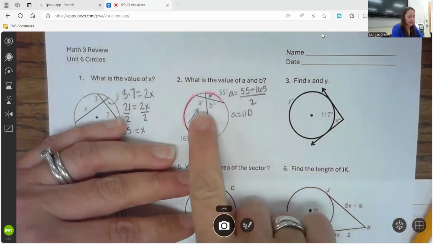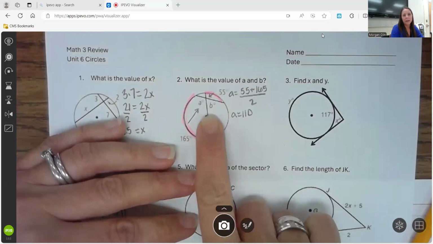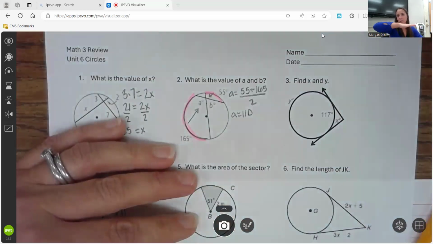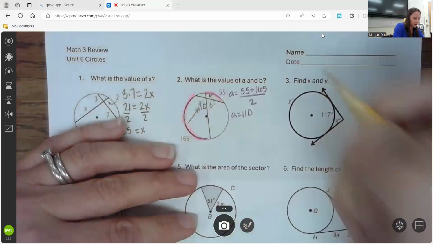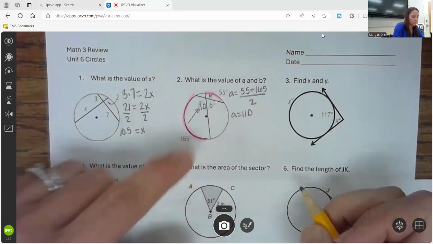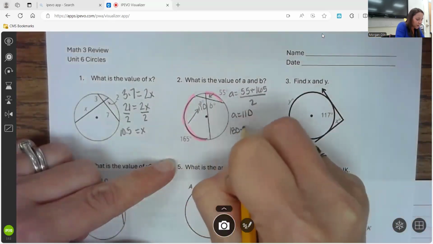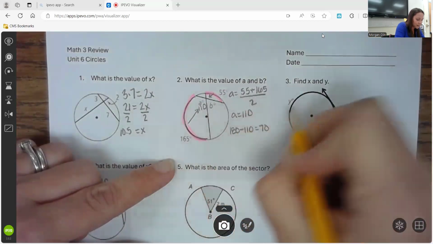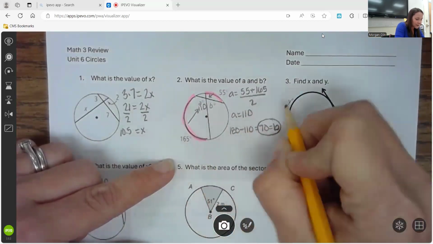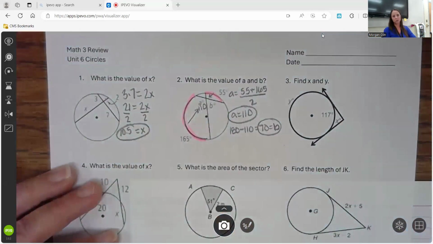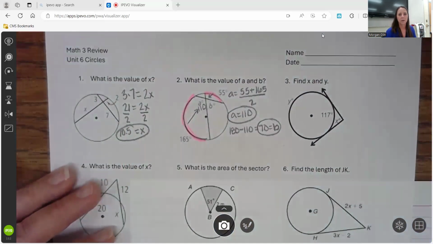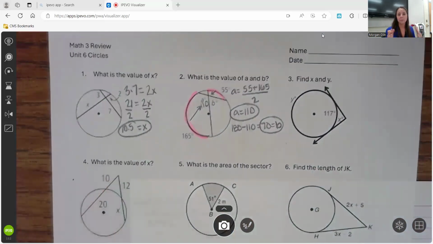But how are A and B related right here? If you look, they lay on a line together. And what do lines equal? Lines equal 180. So when this is 110, how do we figure out B? Well, you can take 180 minus 110 and you end up with 70. So B equals 70. I'm going to circle all my answers just so you can see them. For most of this unit, I'm doing most of the calculations just on a calculator, and that's all you really need to do.